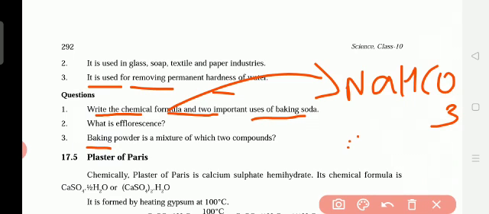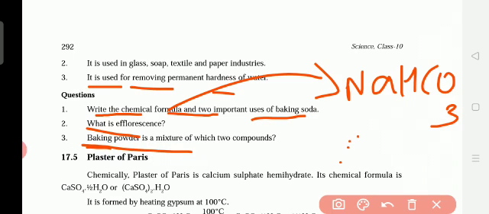And baking powder. So what is efflorescence? When we keep washing soda open in the air, 9 water molecules will evaporate, one water molecule will remain attached to the sodium carbonate, and it forms sodium carbonate monohydrate. It is called efflorescence.